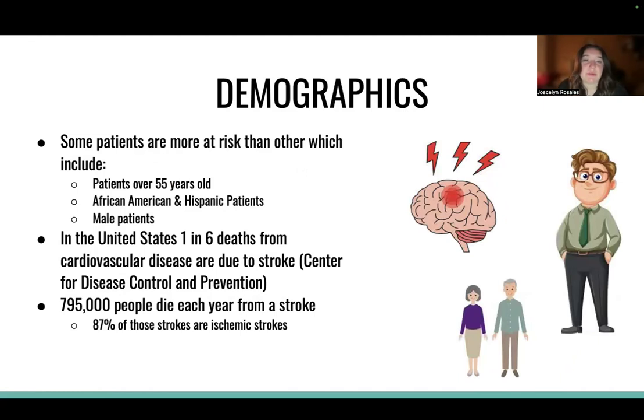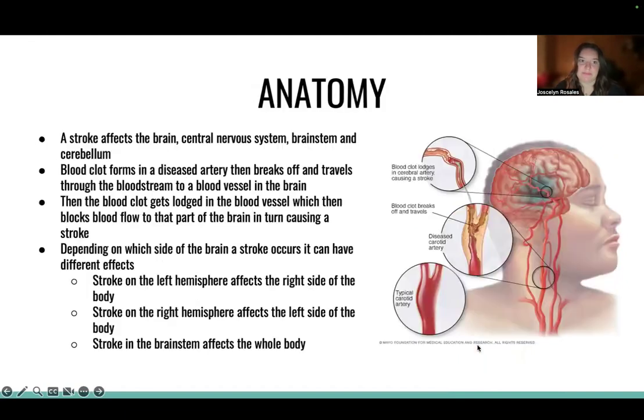Demographics. Some patients are more at risk than others, and those usually include patients who are over 55 years old. African American and Hispanic patients are more inclined to get these types of strokes, and also male patients. In the United States, 1 in 6 deaths from cardiovascular disease are due to a stroke. So that cardiovascular disease ends up leading to a stroke, which causes deaths. About 795,000 people die each year from a stroke, and about 87% of those are ischemic strokes.